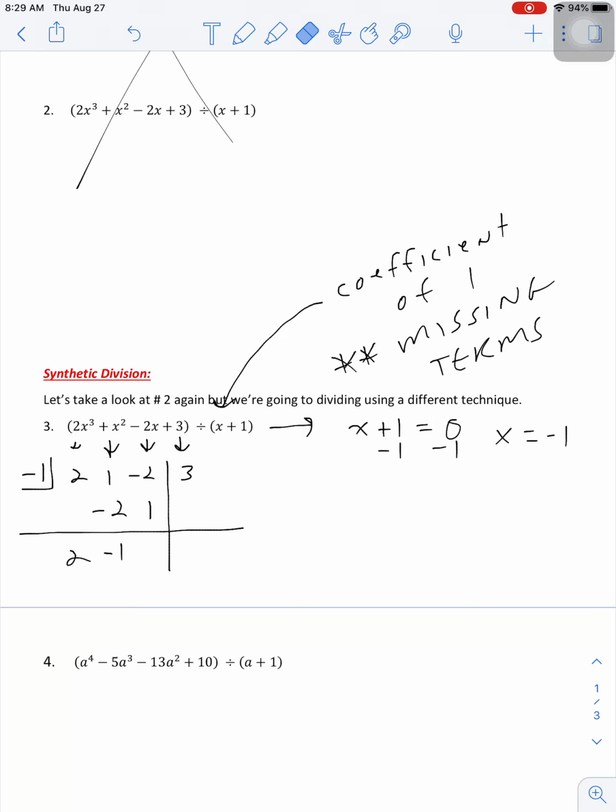I don't want to add in an arrow in that column because it'll be too hard to erase. So -2 plus 1 gives you a -1. And then again, -1 times -1 is a +1. Then we're going to add, so 3 plus 1 is 4. Now if you get a number left over here, this is your remainder.